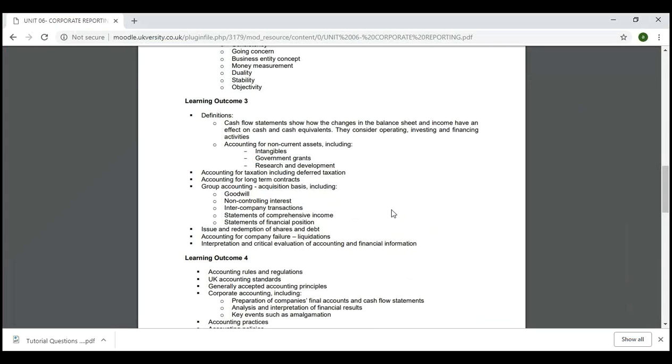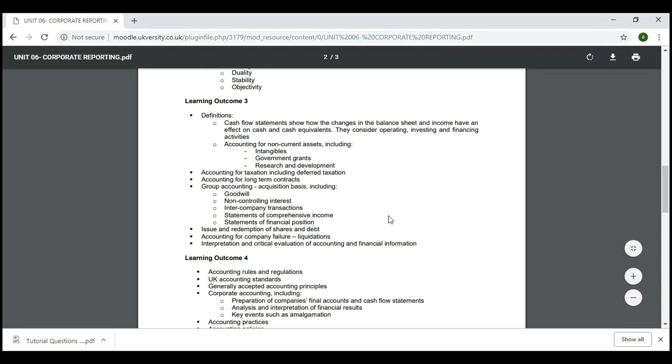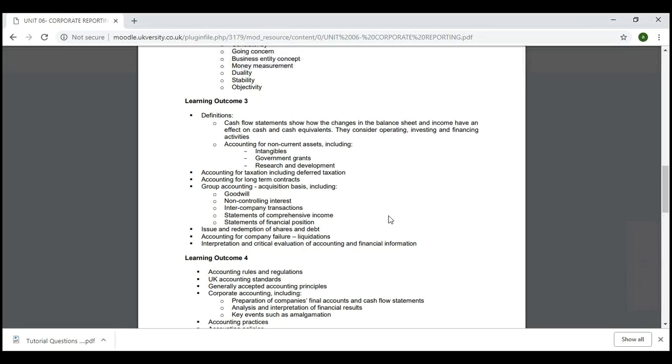Under learning outcome 3, we discussed the cash flow statement, changes, investing, financing, and activity. We discussed non-current assets, which are long-term assets we can use for more than 12 months. Intangible assets, I mentioned the goodwill is an intangible asset. Government grants, we discussed that a grant can be under revenue or capital, and we can spend it. If it's a revenue grant, we should show it in the profit and loss.